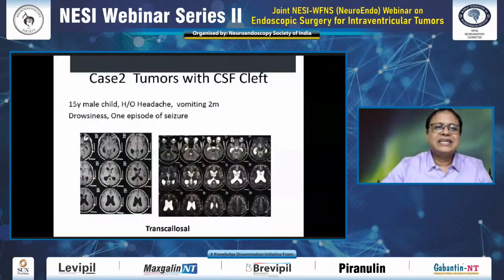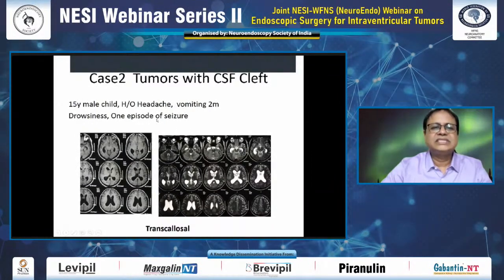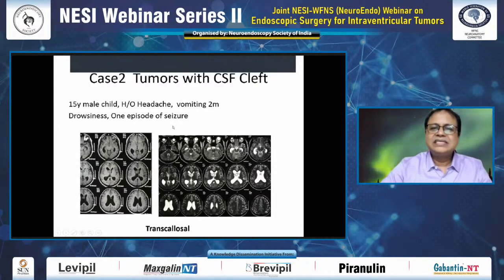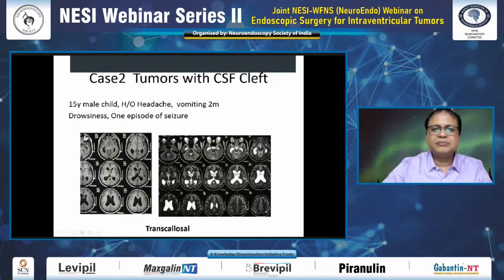Now, this is the second case. This is a 15-year-old male child with headache, vomiting, and drowsiness with 1 episode of seizure. And this was the scan. And here we find that there is CSF cleft all around, and it's more than 3 centimeters. So we did a transcallosal approach.